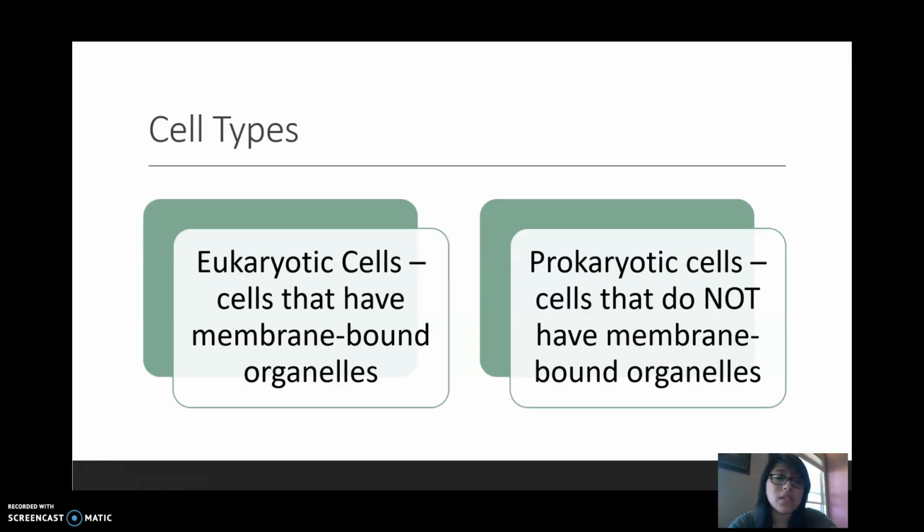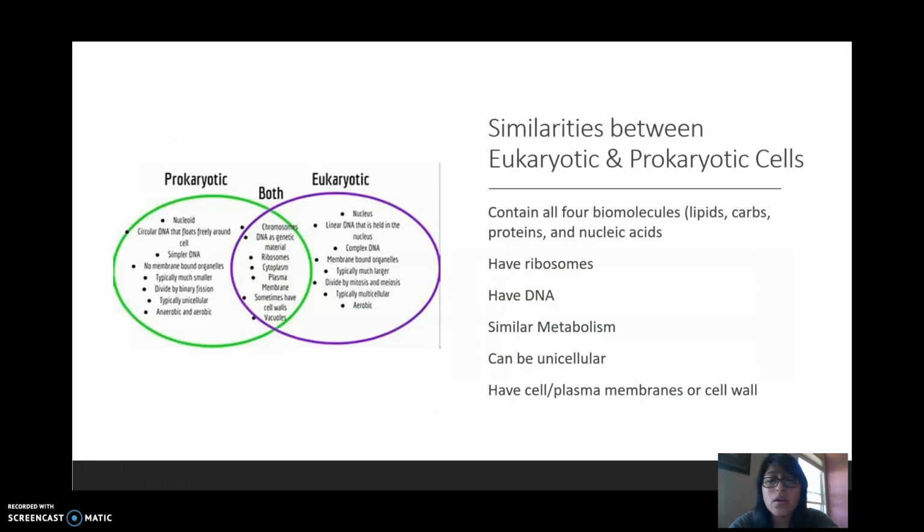The two types of cells we'll be focusing on today are the eukaryotic cells and the prokaryotic cells. The main difference is the membrane-bound organelles. The similarities between eukaryotic and prokaryotic cells: they contain all four biomolecules: lipids, carbs, proteins, and nucleic acids.